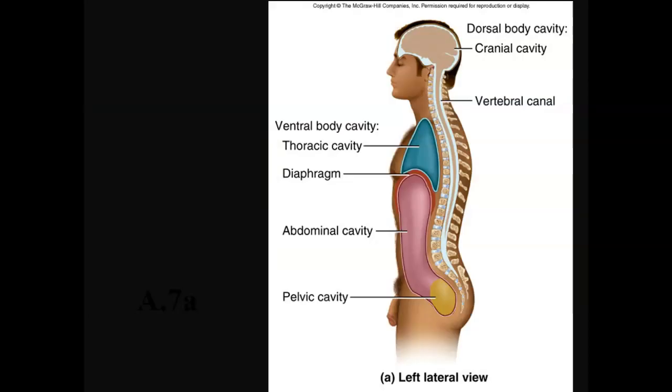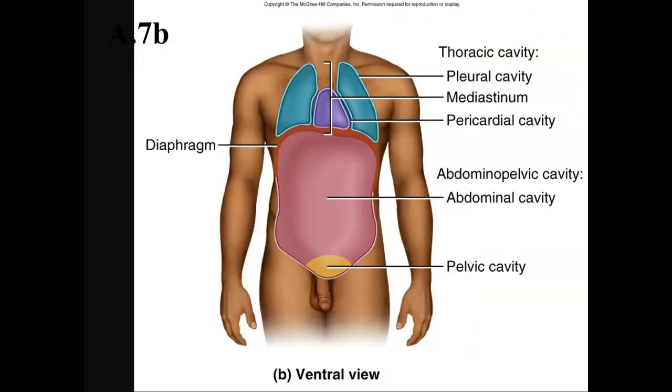So here we see that lateral view. We can see the dorsal body cavity with the brain and the spinal cord, and then the ventral body cavity with the thoracic and abdominal cavities. Thoracic and abdominal cavities are separated by the diaphragm. Here's a ventral view of that.